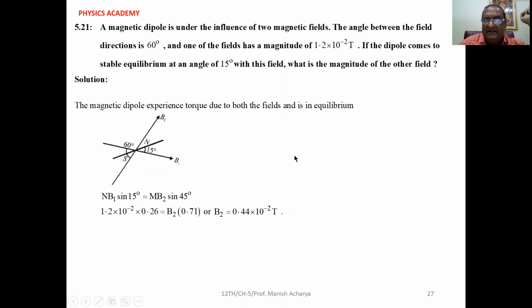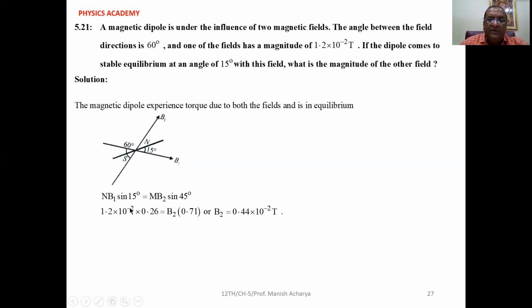Now, when two fields are there and the angle between these two fields is 60 degrees, and the dipole moment is in stable equilibrium with B1. Now, when two magnetic fields are there and the dipole moment is placed in the field, it is under the effect of two torques. One torque is exerted by field B1 and another one is exerted by field B2. And when these two torques become equal, then it will remain in equilibrium.